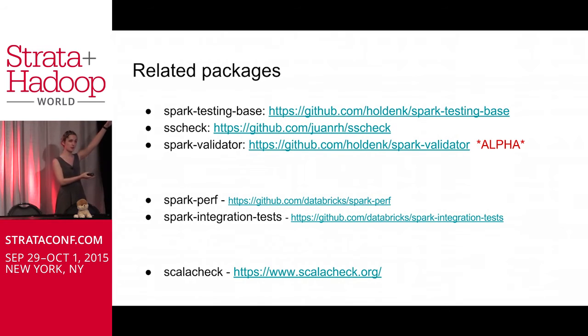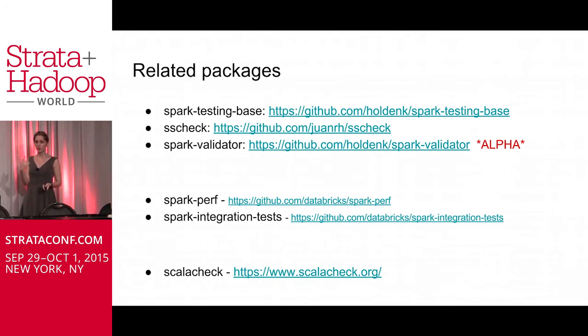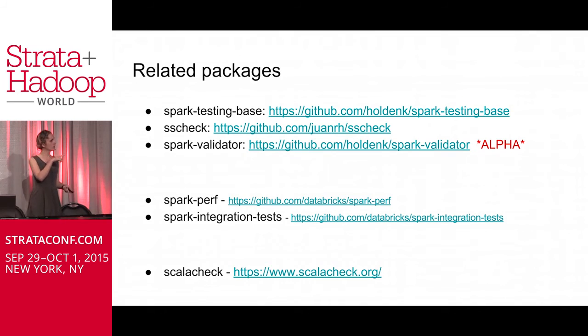So the Spark Testing Base is on my GitHub. SScheck is on another person's GitHub, and Spark Validator is on GitHub as well. The first two, I believe, are also on Spark Packages, so it's really easy to include into your project if you're building with SBT. It's really simple to add more Spark packages as dependencies. If you're not building with SBT, standard Maven coordinates apply, so go have fun.